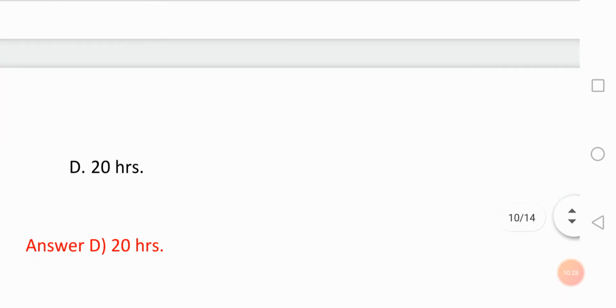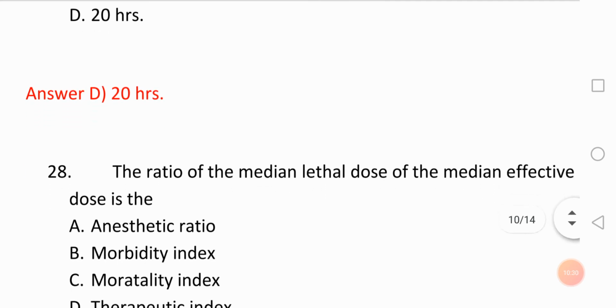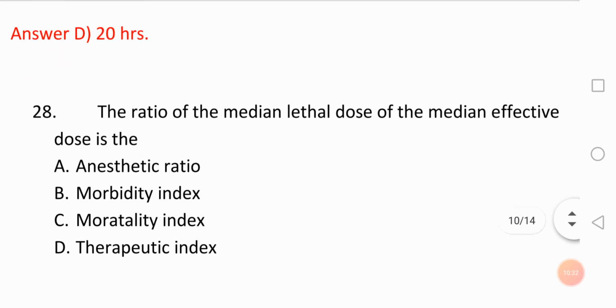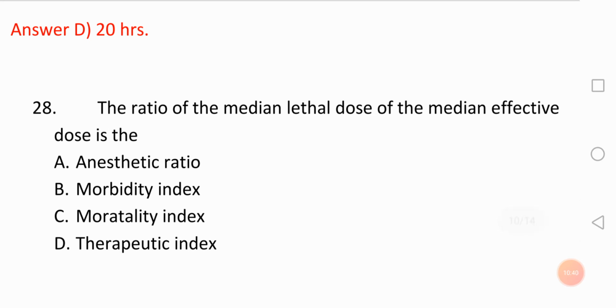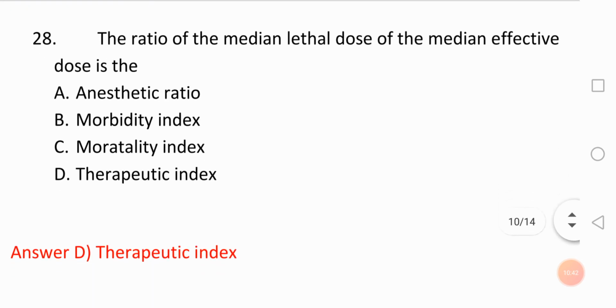Next question, 28: the ratio of median lethal dose to the median effective dose is A, anesthetic ratio; B, morbidity index; C, mortality index; and D, therapeutic index. The answer is D, therapeutic index.